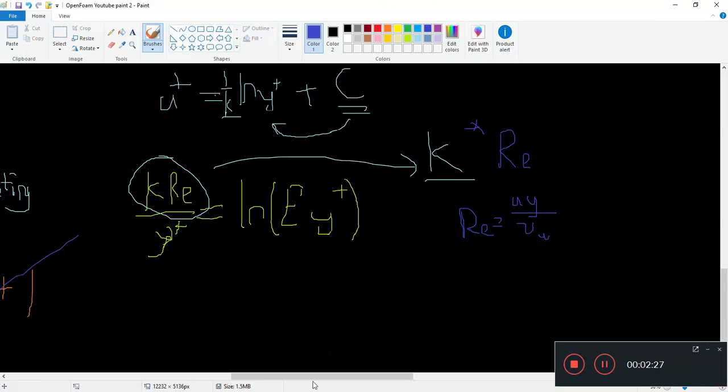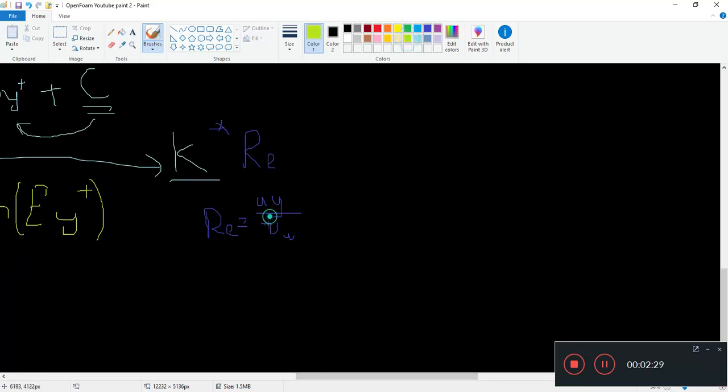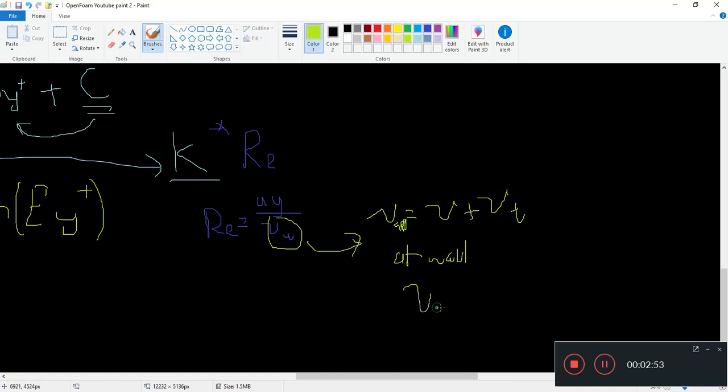Let's break it down first. What is nu at the wall? Just remember that the apparent viscosity, nu apparent, equals nu plus nu t. At the wall, nu t equals 0. So at the wall, the apparent viscosity is just the liquid viscosity. So that's part one of the mystery solved.